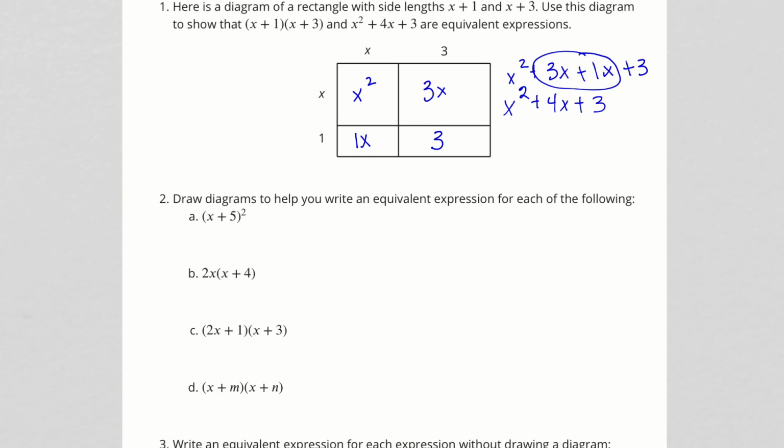If we have x plus 5 squared, actually, let's make that bigger.